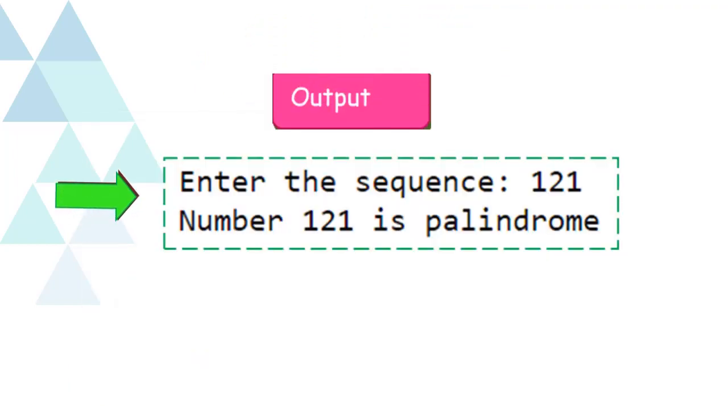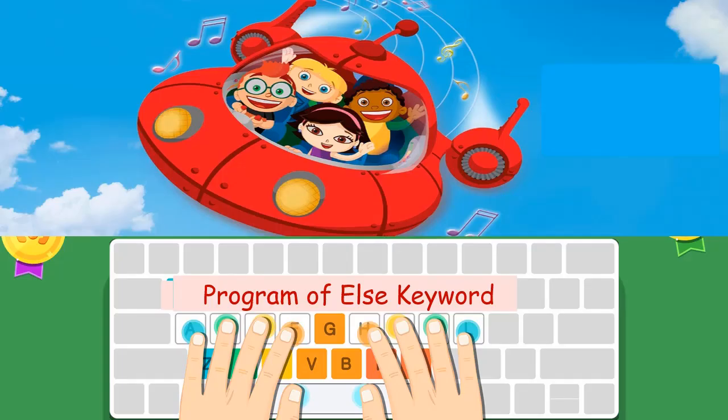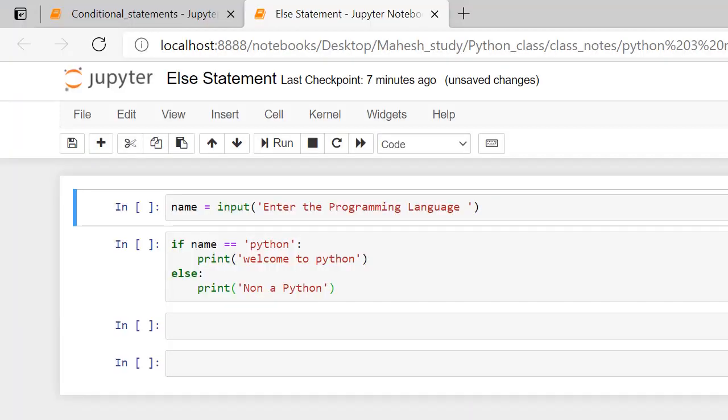Here, when the user provides the sequence as 121, in our program we will verify 121, and the reverse of 121 is also 121, which is exactly matching. So the number 121 is a palindrome number. Let's run one program to understand the else statement. Let's understand how the else statement works.